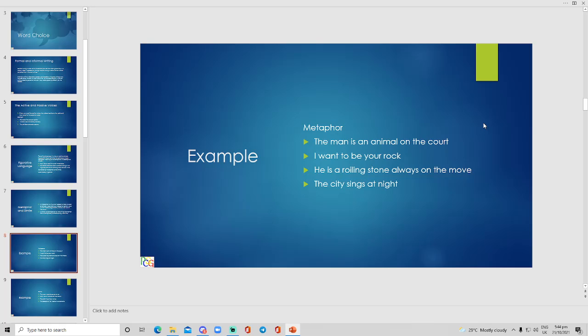So next one, he is a rolling stone, always on the move. I didn't even have to say always on the move, because we know the characteristics of what we're saying when we say a rolling stone. So I already said that he is a rolling stone. I applied it directly. And last one, because I think I just repeated myself and you get it now, is the city sings at night. So I'm saying the city is doing something that is maybe not literal, but I'm saying the city sings at night. I'm applying it directly.